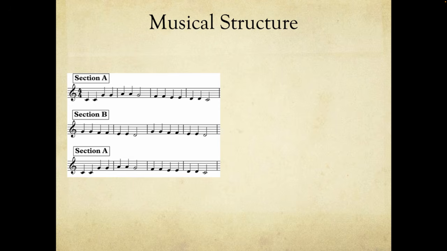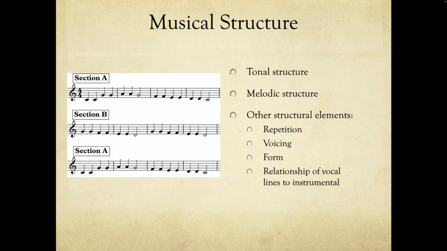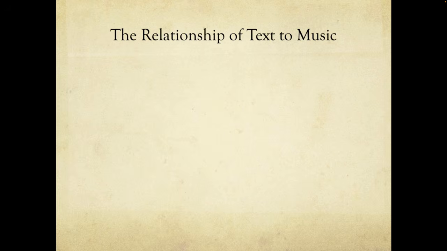Another thing that we want to look for in our score study is musical structure. So you're wanting to look for tonal structure, melodic structure, repetition, the voicing, the form, and then the relationship of the vocal lines to the instrumental lines. This is especially important in the Baroque and classical era, where at one time a lot of vocal lines were played colla parte by an instrument. And then eventually in the classical era, instruments started getting more importance in their own lines. And then this is the point where we get into the early Romantic era, where instrumental music really takes off. And it's very important to understand why those relationships began in the Baroque and how they evolved.